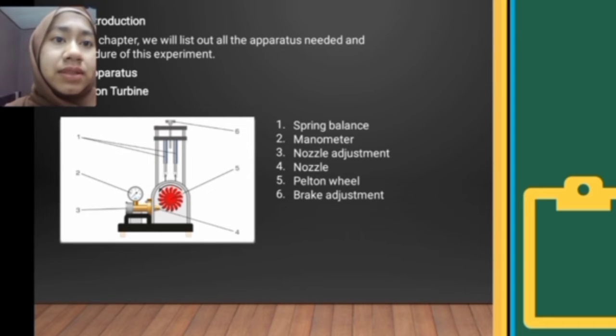So number one on the Pelton turbine is a spring balance. Number two is a manometer. Number three is the nozzle adjustment, and number four is the nozzle. Number five is a Pelton wheel, and number six is a brake adjustment. These are the names of the parts on the Pelton turbine.